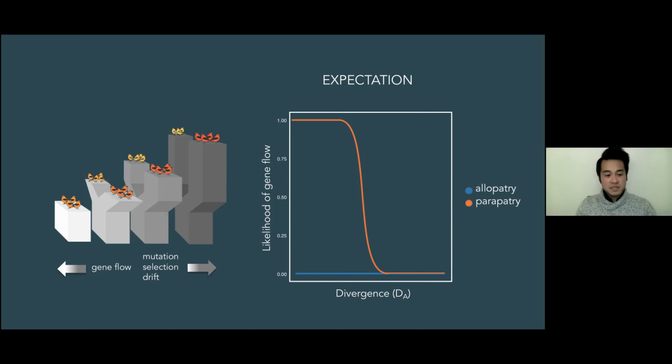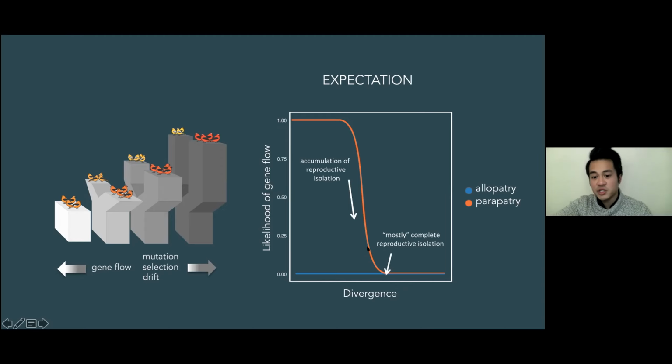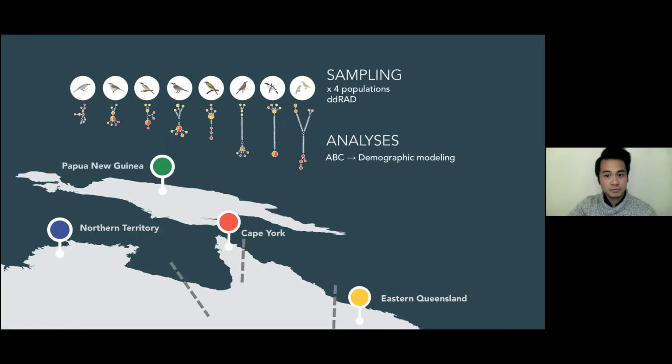And like I said, you have this dynamic movement between mutation, selection, and drift and gene flow as these populations move between either side. So that's just getting at that. And this point at which the orange transitions is mostly complete reproductive isolation. But it doesn't necessarily mean it's going to stay there, and it could move back depending on how environments change.